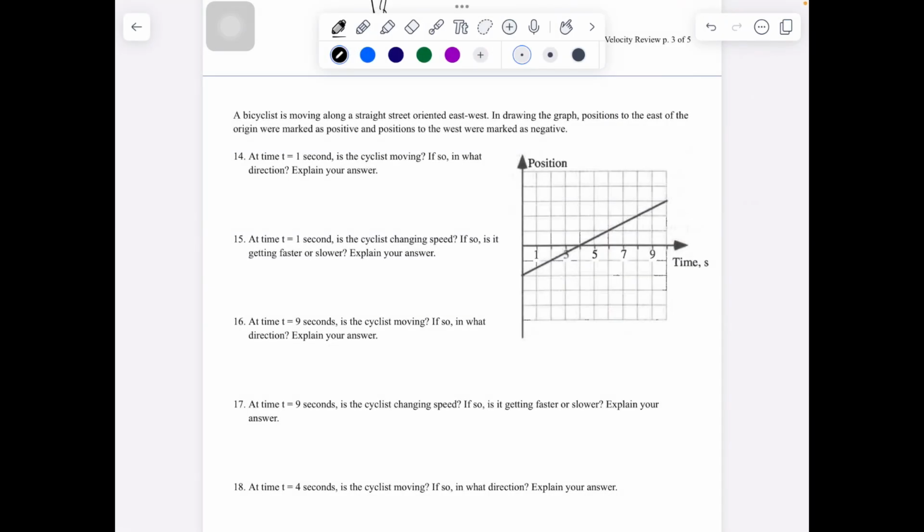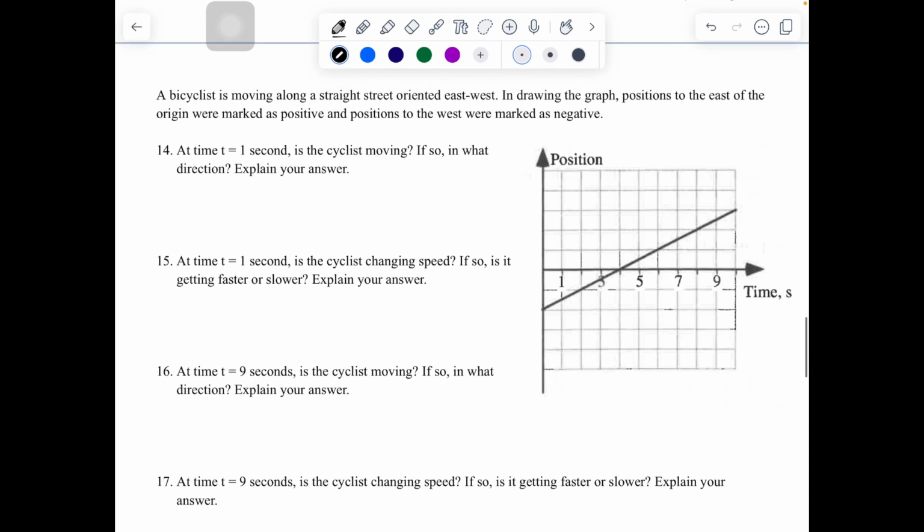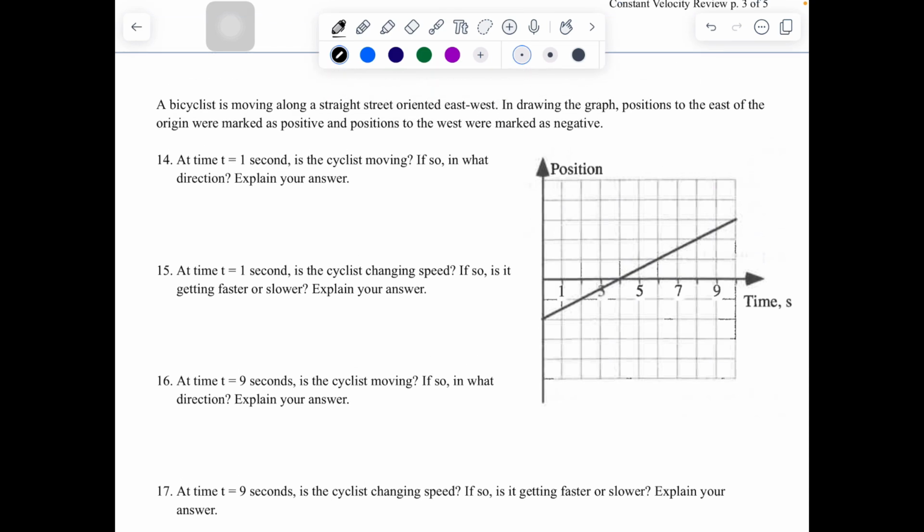Excellent. A bicyclist is moving along a straight street oriented east-west. In drawing the graph, positions to the east of the origin were marked as positive, and positions to the west were marked as negative. At time t1, is the cyclist moving? If so, in what direction? Explain your answer.